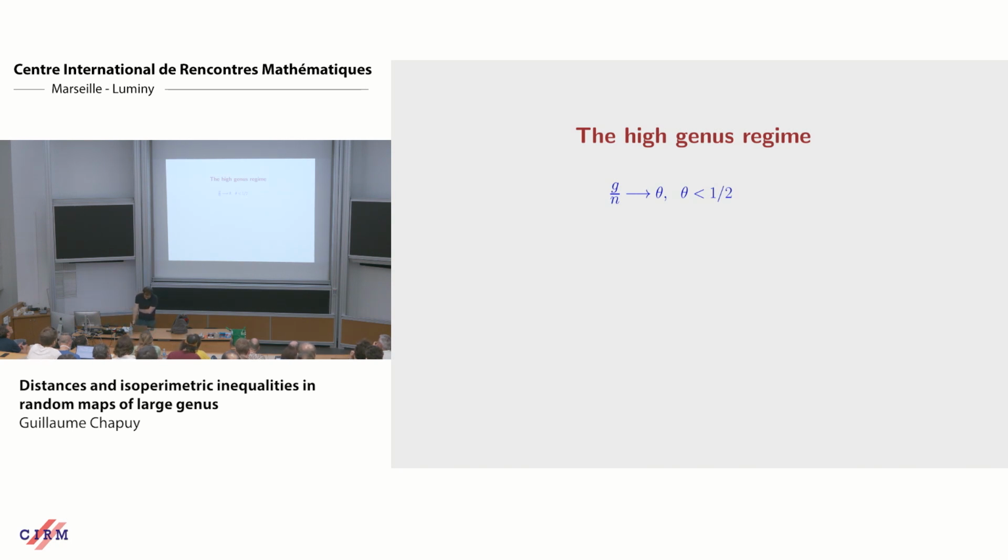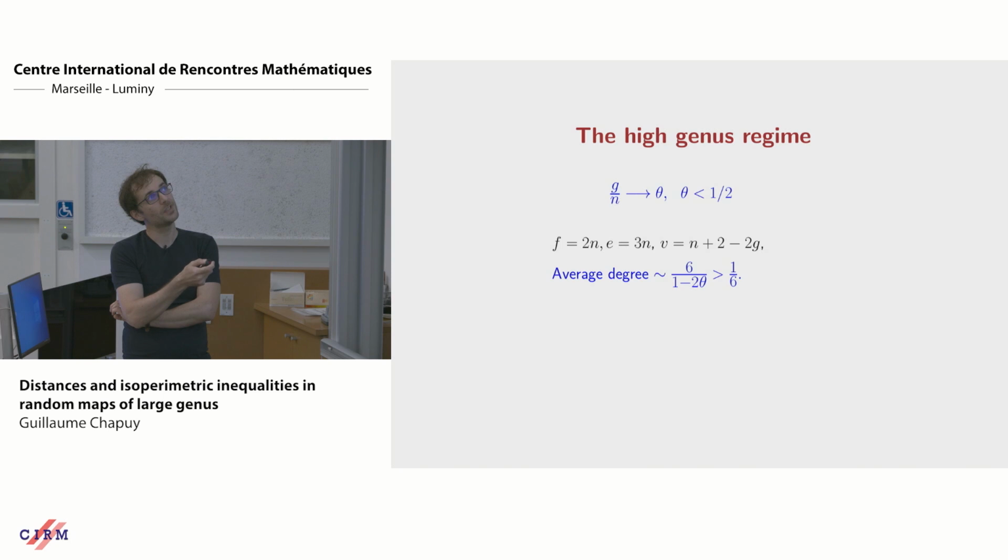So maybe a first remark. Let's say I do triangulations now. If you look at triangulations, I have 2n faces. So the number of edges is 3n because these are triangulations. And so by Euler's formula, the number of vertices is n plus 2 minus 2g. So if g is theta times n, the average degree is something like 6 over 1 minus 2 theta, if I did not mess this up. But in any case, it is strictly larger than 6.